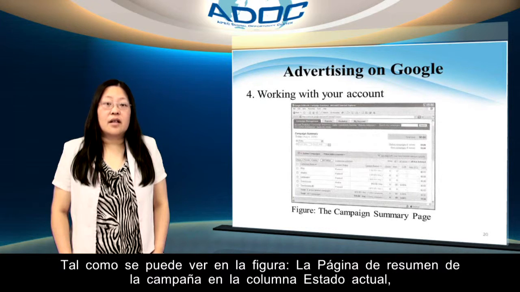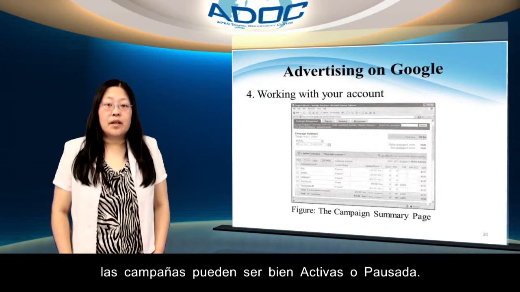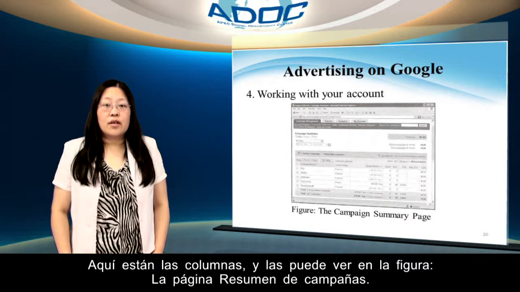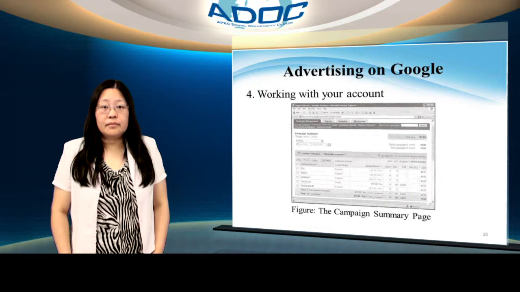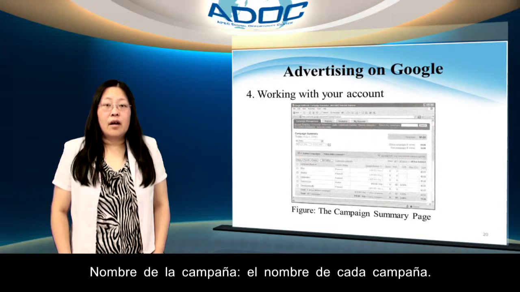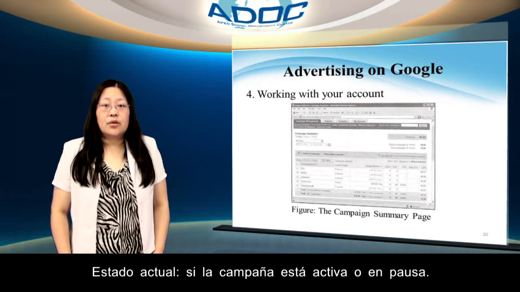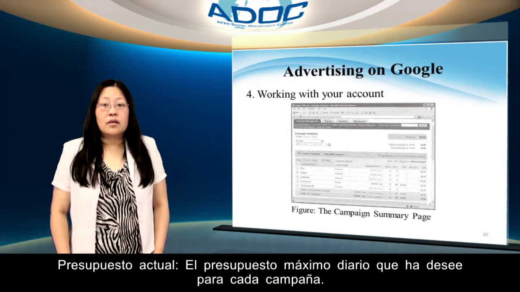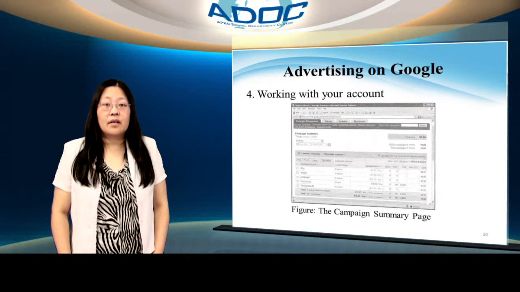As you can see in the figure, the Campaign Summary page has a Current Status column. Campaigns can be either active or paused. Here are the columns you can see in the figure. Campaign name, the name of each campaign. Current status, whether the campaign is active or paused. Current budget, the daily maximum you have budgeted for each campaign.